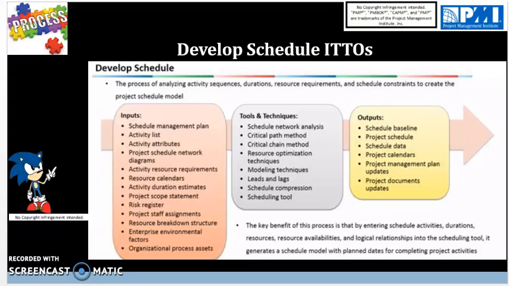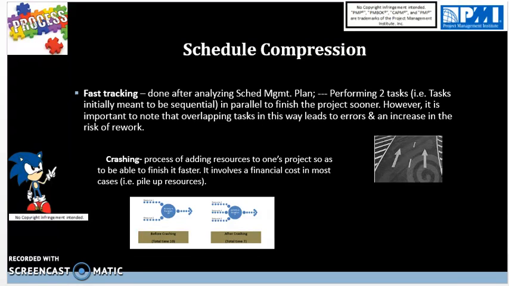Next, we have schedule compression techniques. And the two major types of schedule compression techniques are shown here. And fast tracking is done after analyzing a schedule management plan and you're performing two tasks in parallel, initially meant to be sequential but in parallel, to finish the project sooner. Keep in mind that this is going to overlap tasks and leads to errors and increase in the risk of rework, which would not be ideal.